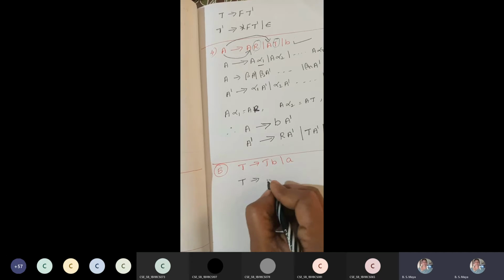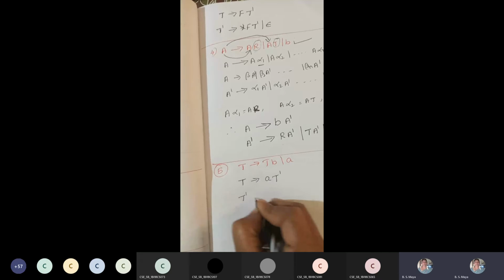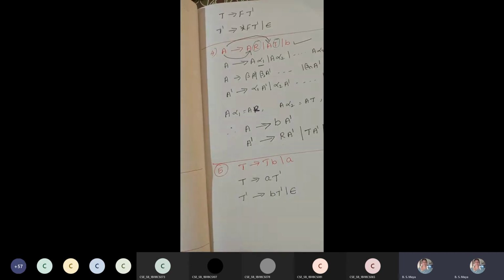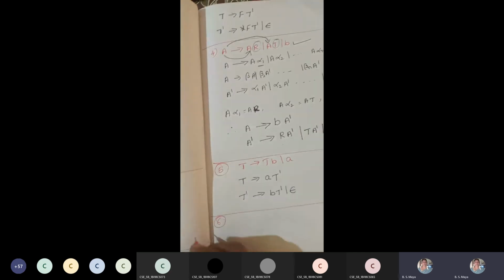T derives A T dash. What is T dash? T dash derives B T dash and epsilon. Is it right? Okay, shall I go for the next one?